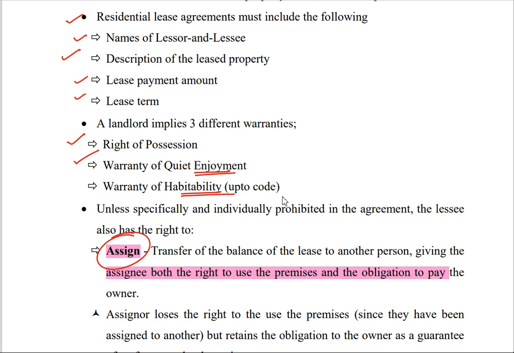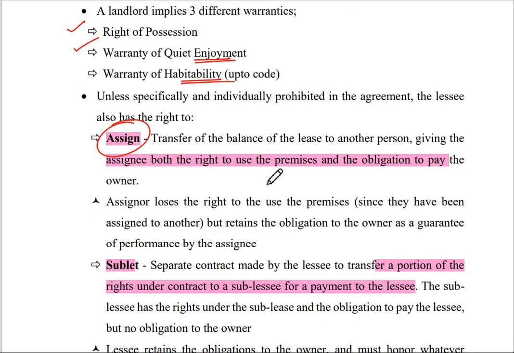The lessee can basically assign. By assigning a lease, the lessee transfers the balance of the lease to another person, giving the assignee both the right to use the premises and the obligation to pay. So let's say an original lease was for 10 years. The original lessee used it for 5 years and then assigned it to X for the rest of the 5 years. So now X will have to pay the obligations for the rest of the years, and of course he has the same rights as the original lessee.